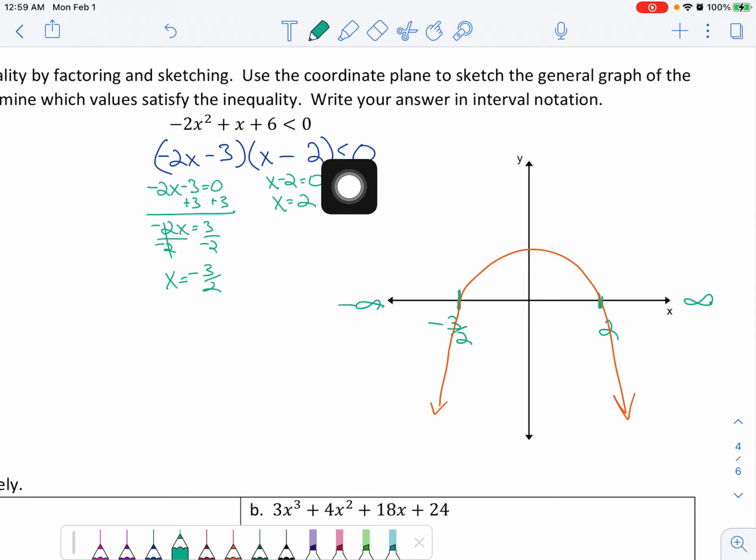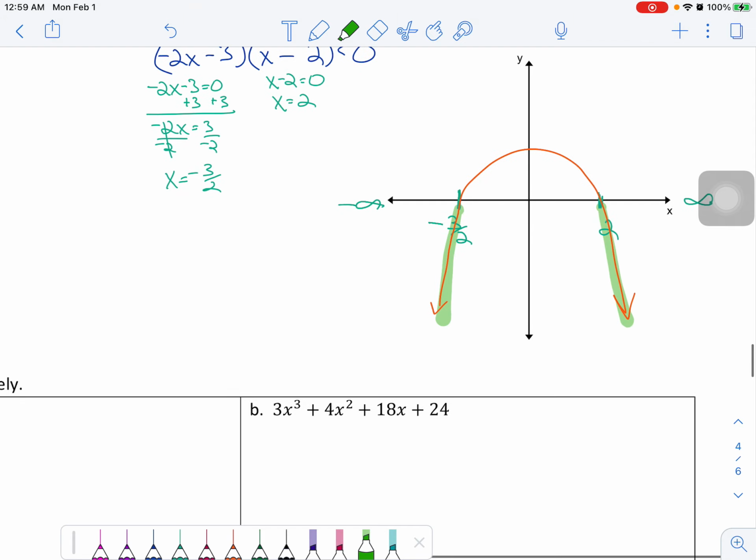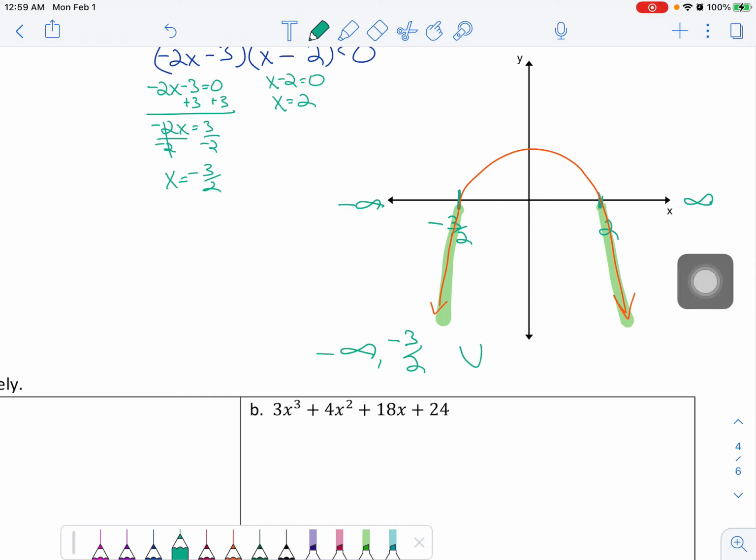Slightly better. So I want things that are less than 0. So less than 0 are going to be things that are below the x-axis. So let's see. This particular section is going to go from negative infinity to negative 3/2. Let's try and write with a pen and not the highlighter. So negative infinity to negative 3/2. Union, this interval is going to go from 2 to infinity.